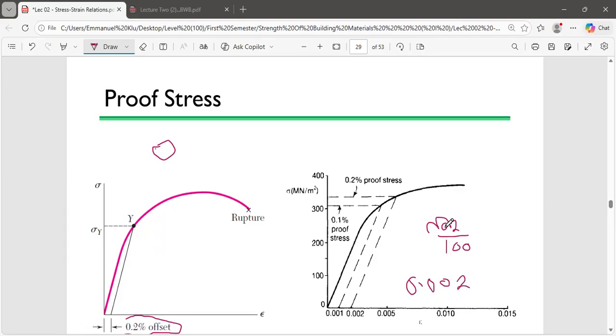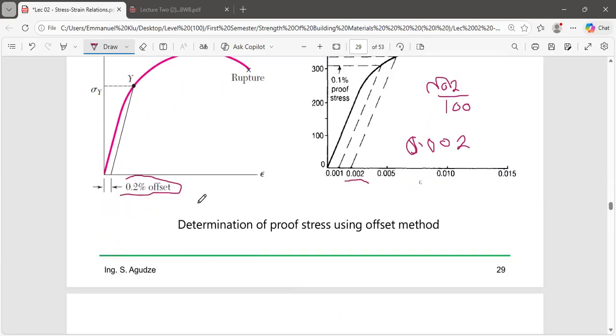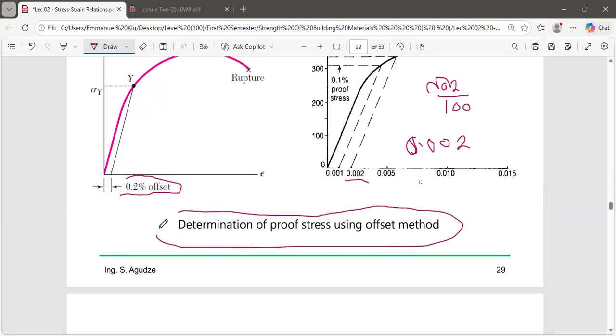0.002, because there was already a 0 over here already. So these two people just came to join, and then you realize that that is what we are getting as our 0.002. Don't get confused. As simple as ABC. All right, let's look at the determination of proof stress using the offset method. Please take this very seriously.